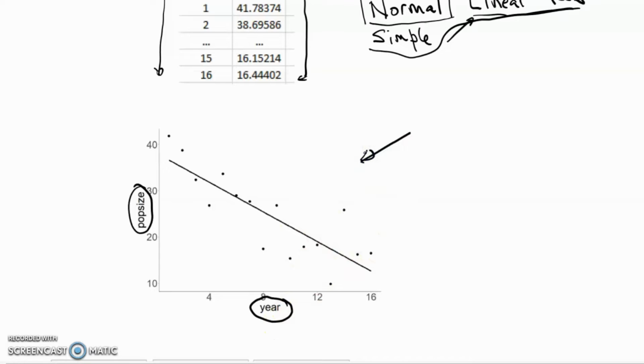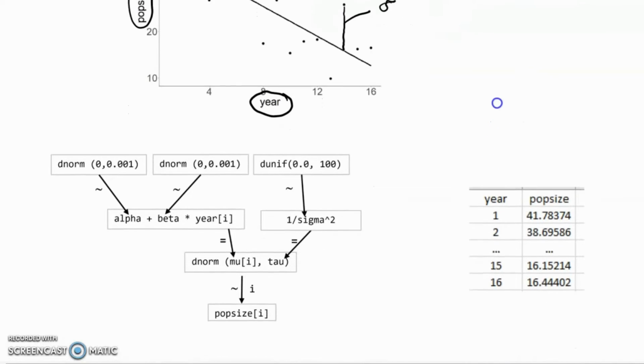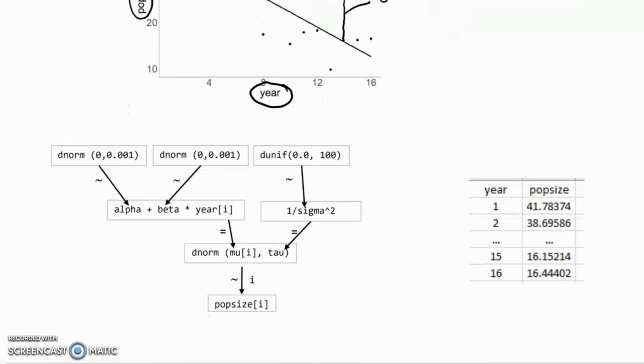And some of the things we might be interested in would be the slope of this line, the intercept here. And so since this is normal linear regression, we're going to assume that each one of these observations arises from some normal distribution. It's going to have a standard deviation sigma. We might also be interested in estimating that. So our model statement is going to be fairly straightforward.